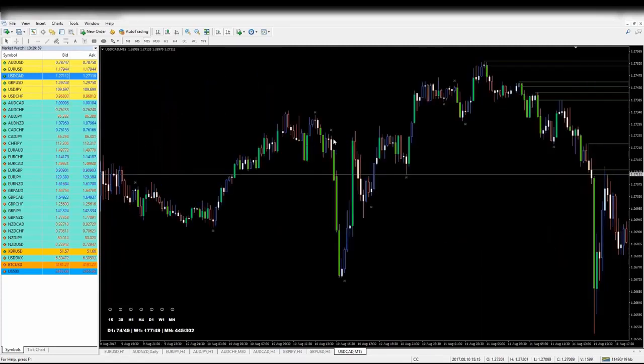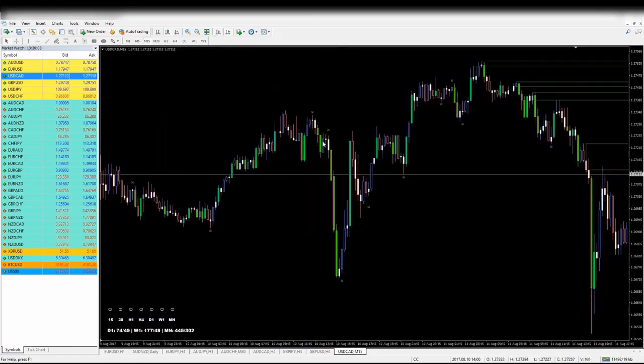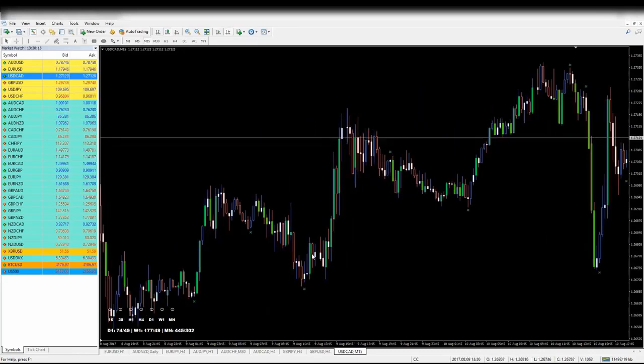So if we have a look here, you can see that we had some supply just here, which has been taken out. When this was established, look how price left it: 1, 2, 3 periods of bullish selling pressure. This is lovely. Price came back. This is where we tested before we left.